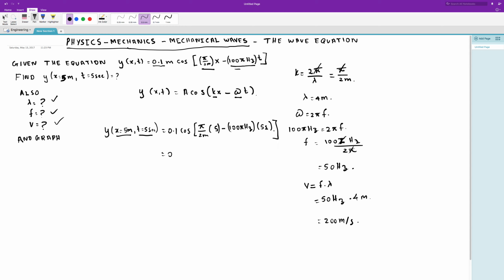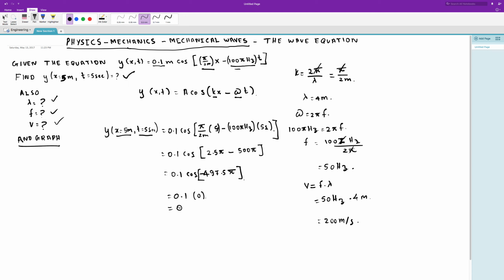And if I calculate this value, this comes out to be 0.1 cos of π/2 times 5, which is 2.5π, and meter cancels, then minus 500π hertz, which means 1 over second, so 1 over second cancels. So it is going to be 2.5π minus 500π, and that's going to be equal to 0.1 cos of minus 497.5π. If I plug this into the calculator, cos gives us 0. So if I multiply 0.1 by 0, it's going to be 0, and this is the y when x is equal to 5 meter and time is 5 seconds. So we have found the y, and we have solved this one.